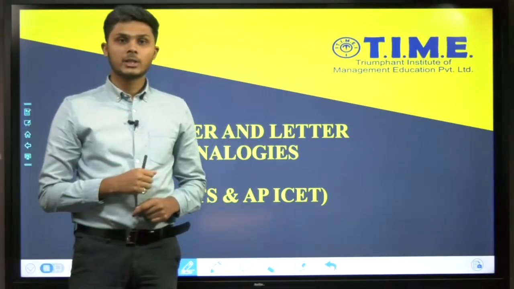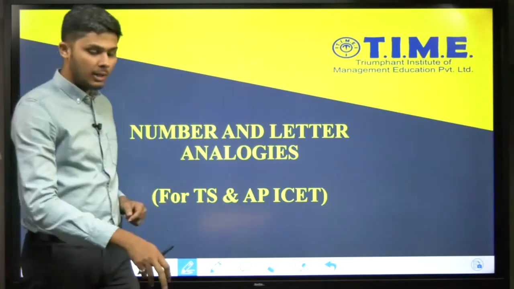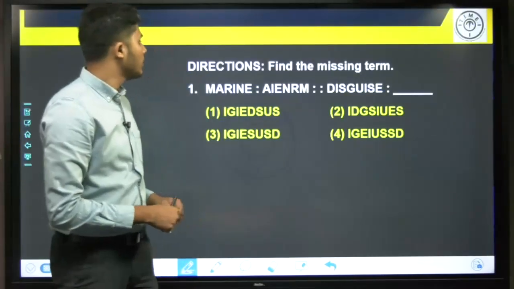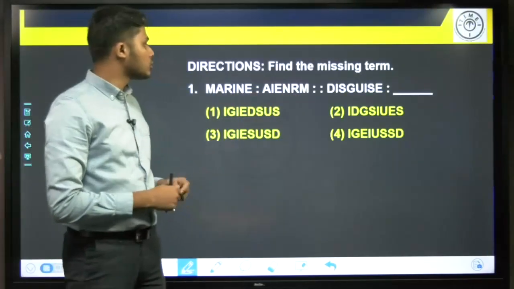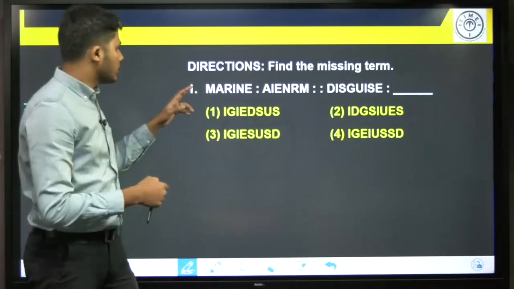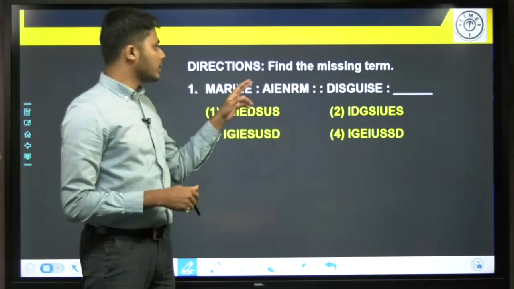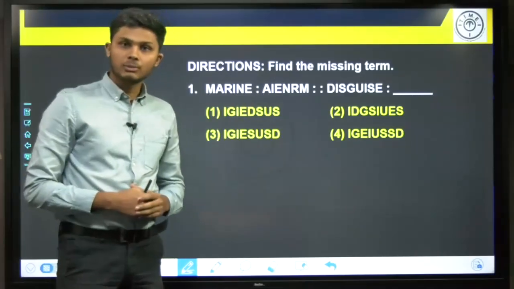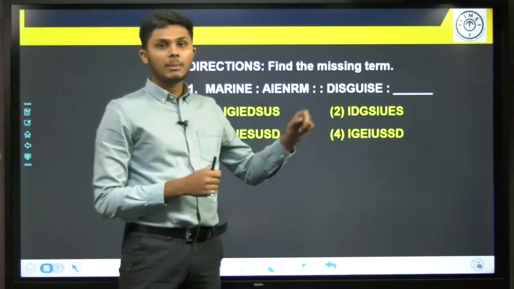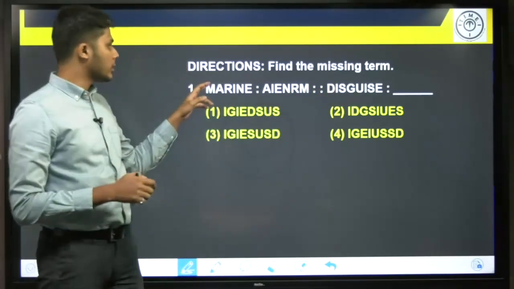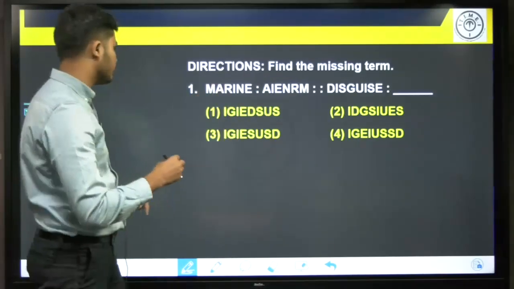Let's discuss few questions on number and letter analogies. Let's look at the first question. Find the missing term. To solve these kind of questions, the relation between the first term and the second term should be same as the relation between the third term and the fourth term. So let's look at the relation between the first and the second term.